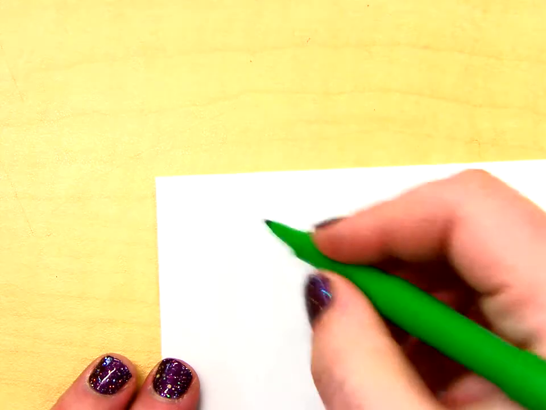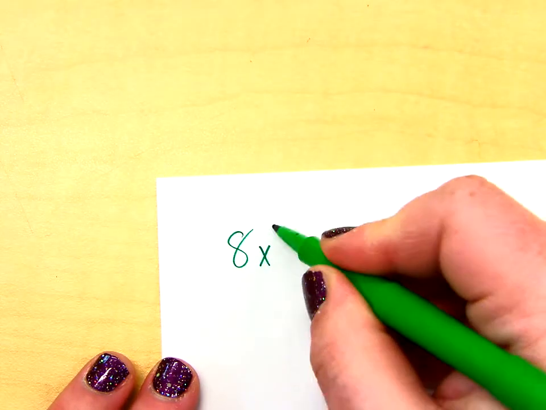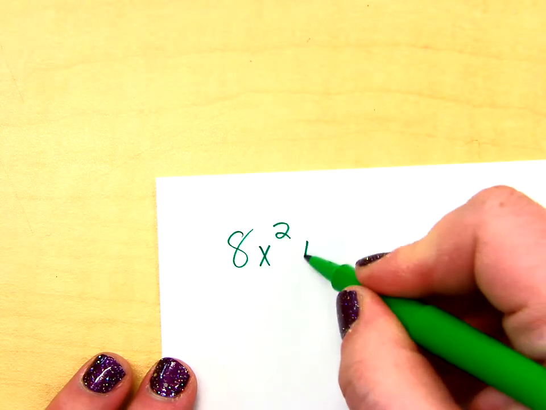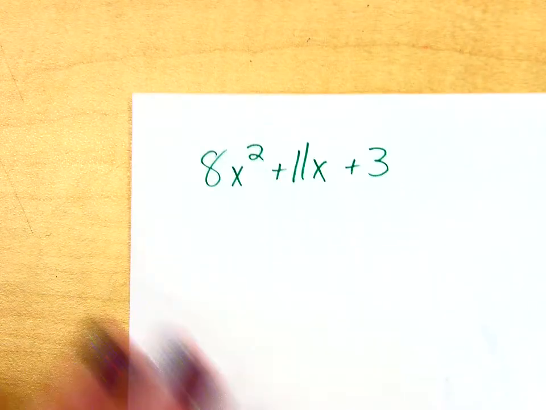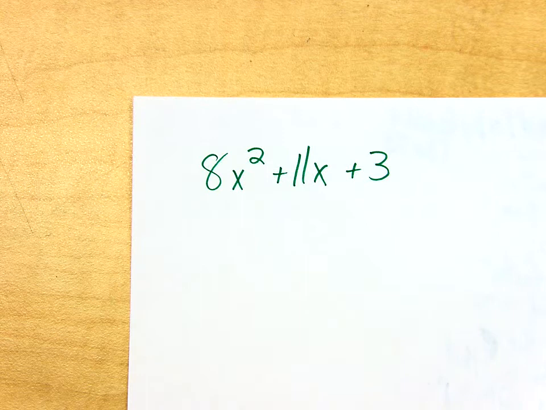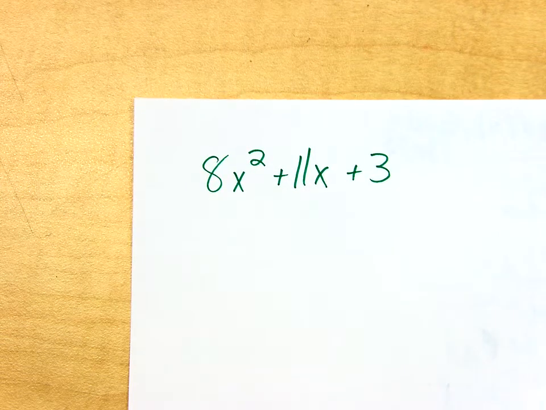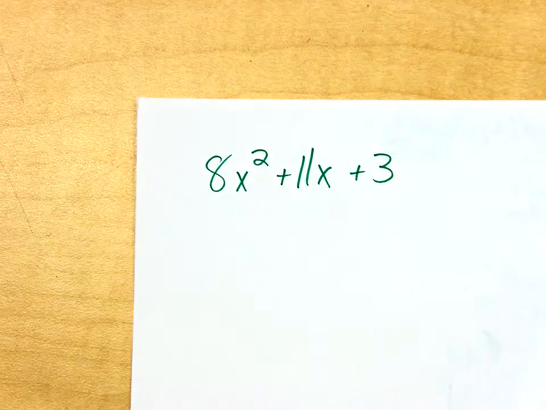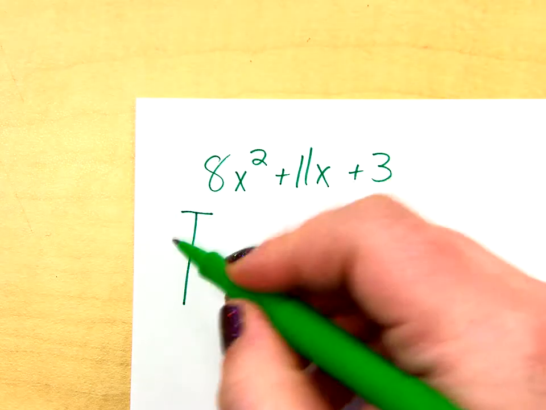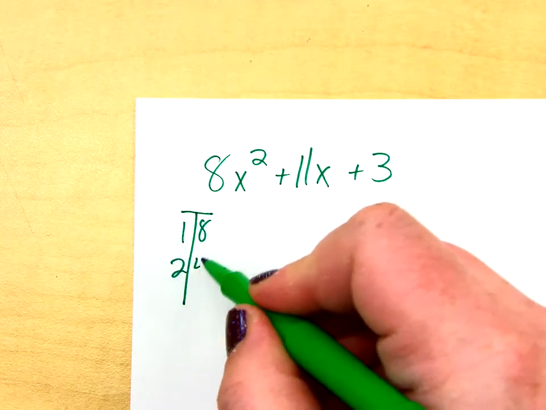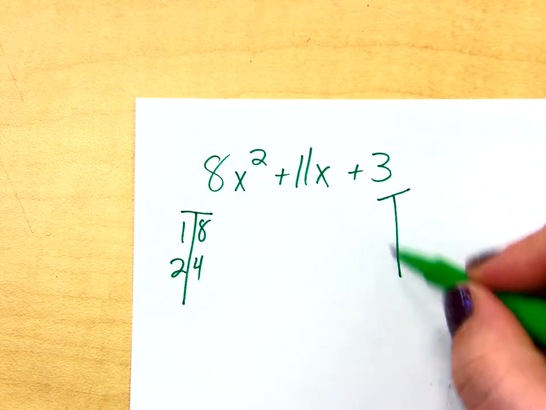Okay, here we go. 8x squared plus 11x plus 3. This one shouldn't be so bad because 3 is prime, so it only has 2 factors. So let's see what we can do. Is there anything to take out of the whole thing? No. What are the factors of 8? 1 and 8, 2 and 4. Factors of 3 are just 1 and 3.